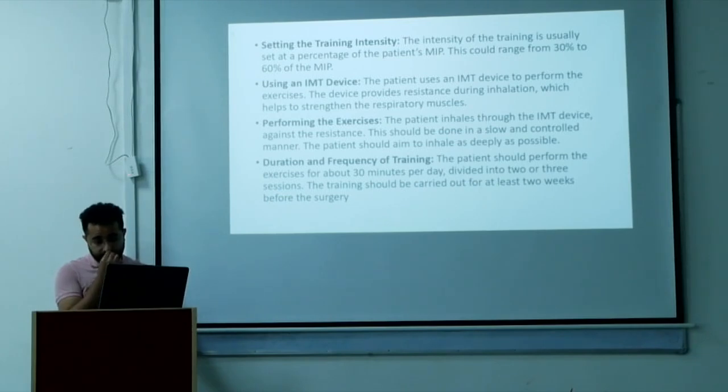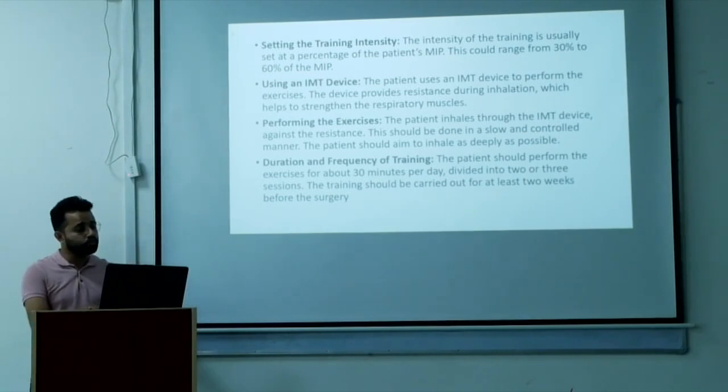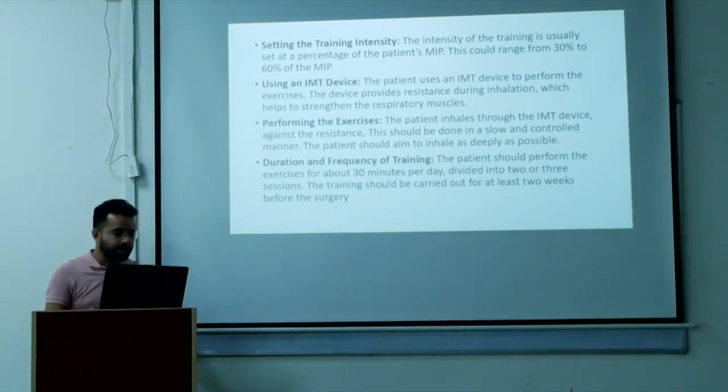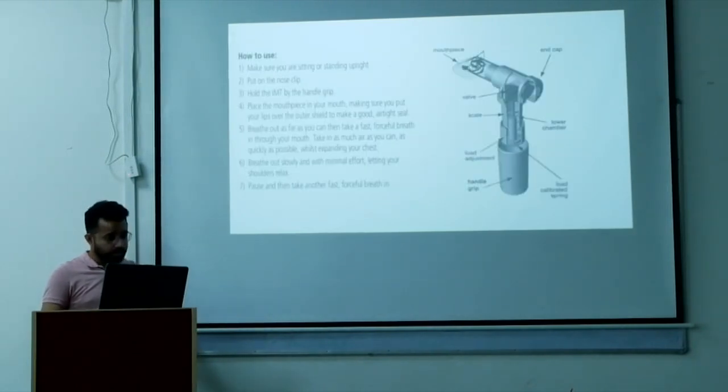Performing the exercise, the patient inhales through the IMT device against the resistance. This should be done in a slow and controlled manner. The patient should aim to inhale as deeply as possible. Duration and frequency of the training: the patient should perform exercise about 30 minutes per day, divided into 3 sessions. The training should be carried out for at least 2 weeks before the surgery. This is the device.